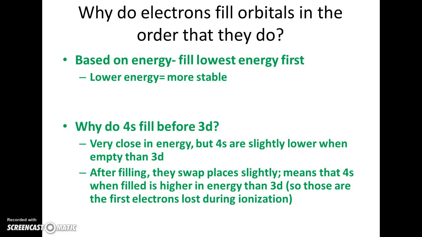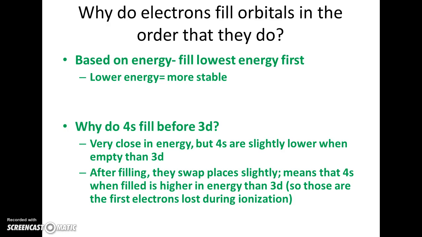Now, electrons fill orbitals based on energy. So they're going to fill the lowest energy orbitals first. So the 1s orbital will always be filled first. That's because lower energy orbitals are more stable. And that's sort of a general concept you need to know, that lower energy is more stable.